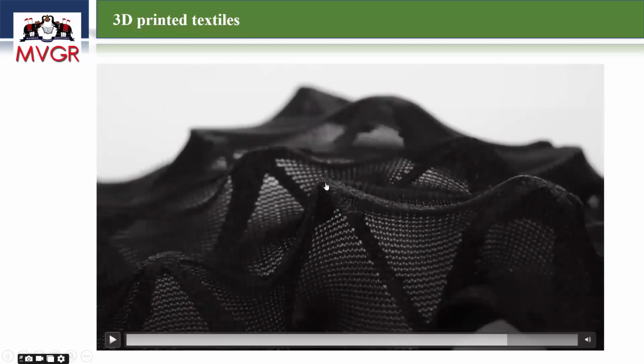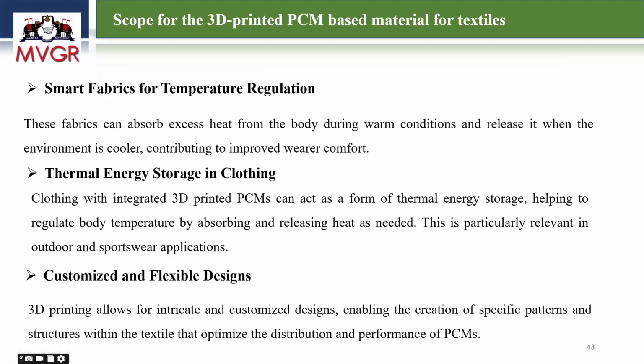Likewise, have you seen this video? Likewise, we can print the fabric materials. These kinds of phase change materials are injected over here, and we can print these PCM based clothes. So that can be easily wearable. This is somehow the most beneficial thing. And what is the scope for these 3D printable PCM clothes? These are very smart fabrics we can use for temperature regulation, thermal energy is stored in the clothing, and customized and flexible designs we can do. So that is the scope.